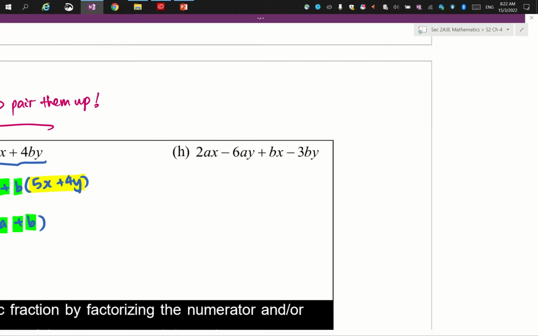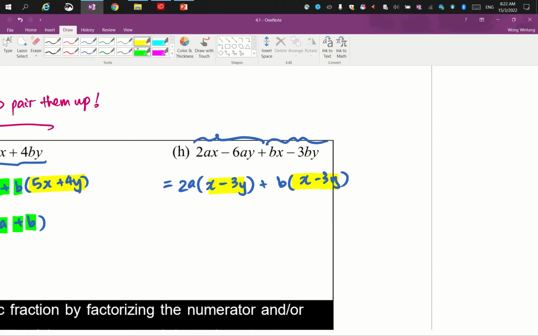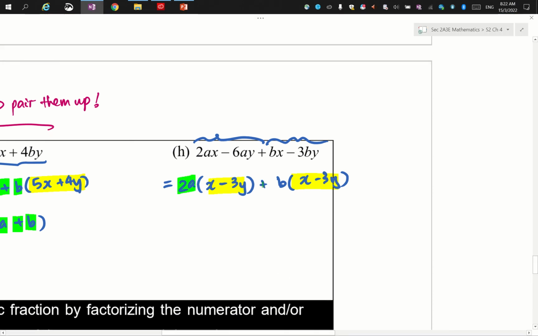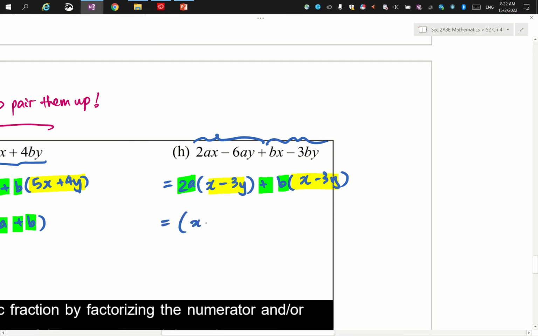Part H, same thing. 4 terms, pair them up. Okay, I see common factors here, I see common factors here. So 2 times of a, x minus 3y, plus common factor is b, x minus 3y again. So here are our common factors and our quotient. So 2a plus b. Right now your common factor, x minus 3y, open bracket, 2a plus b.